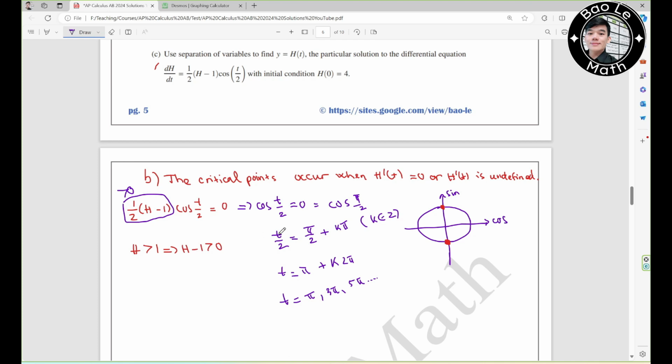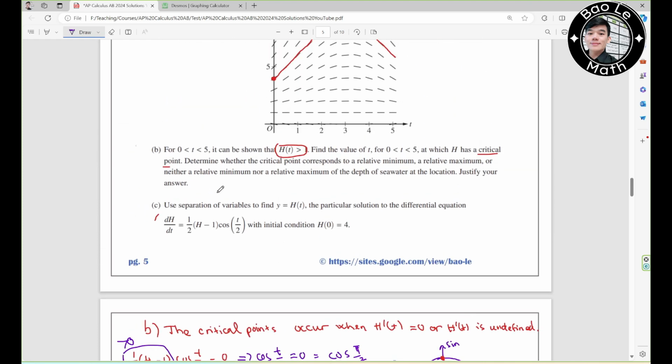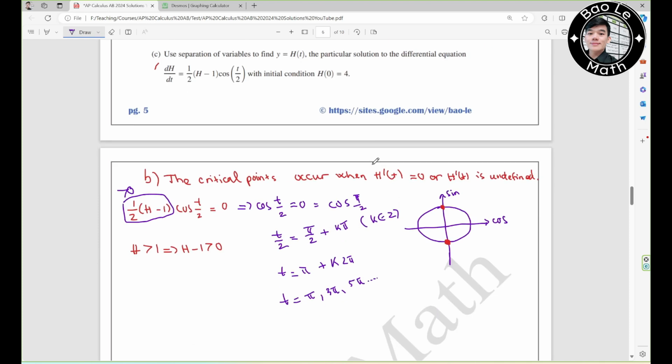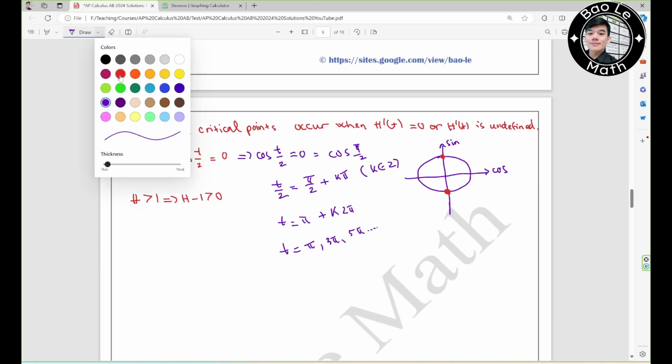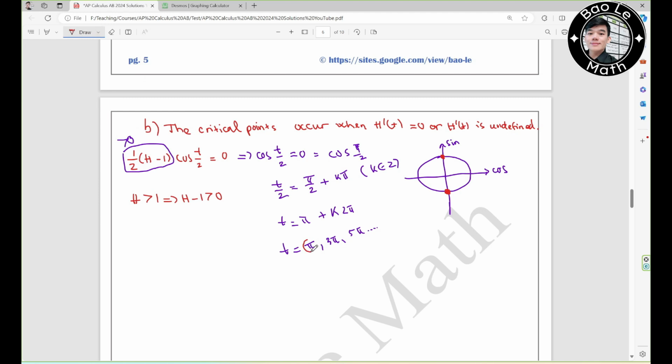Now, we look at the domain right here. Domain t is from 0 to 5. So only this one satisfies the domain, right? Because this guy is going to be 3.14 something. So only t equals pi satisfies the domain.